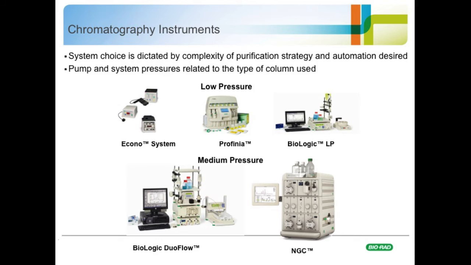Also, the column you use will dictate the type of system you're using. Most columns have a pressure limit. That's why we would use a low pressure system for something like an Econo column, and a medium pressure system for something like the high-resolution column I was just telling you about. So you see a wide range of systems available through Bio-Rad, including our new NGC there on the bottom right.